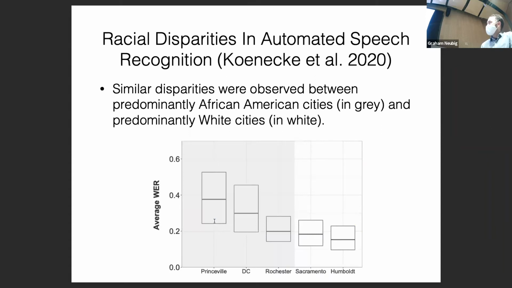So similar disparities were observed between predominantly African American cities in gray and predominantly white cities in white. So you can even see that it's reflected in geographical statistics as well.